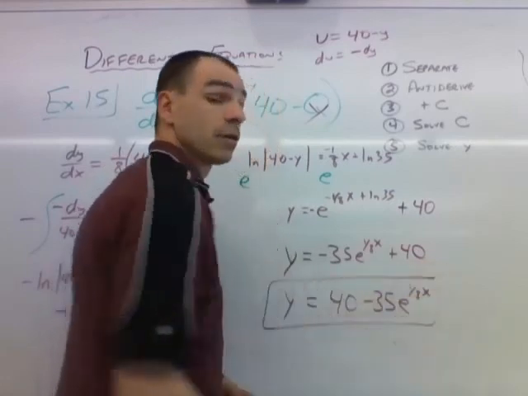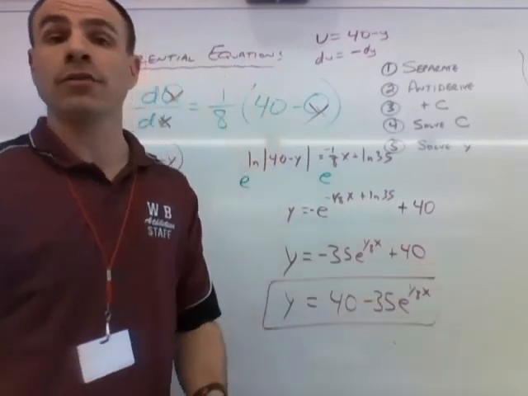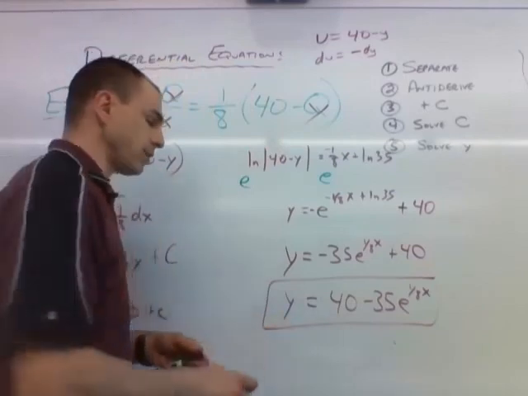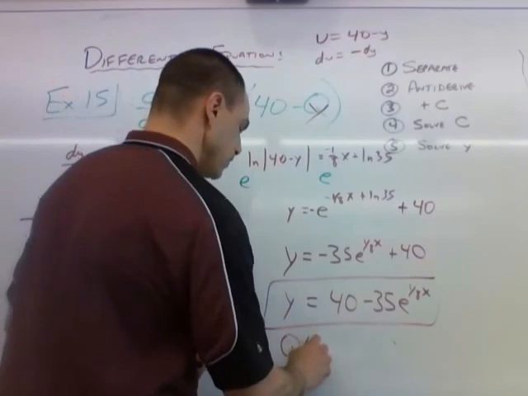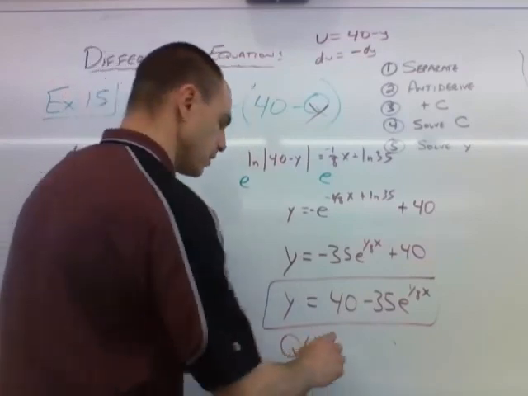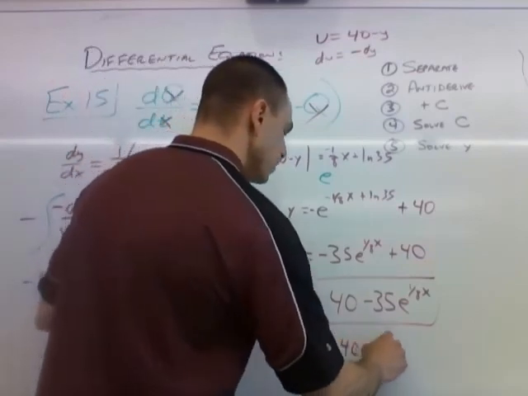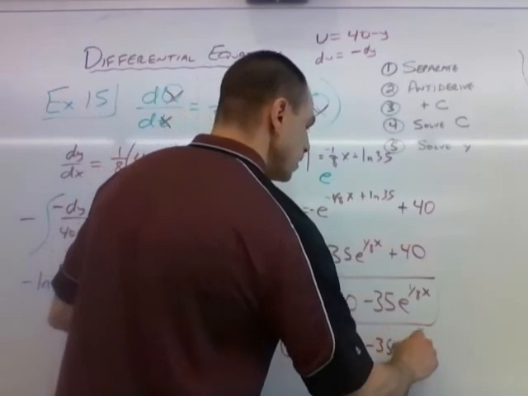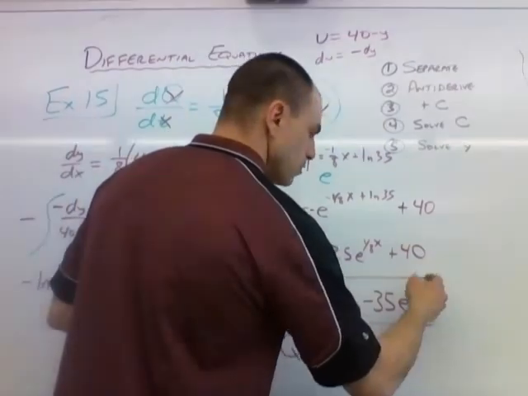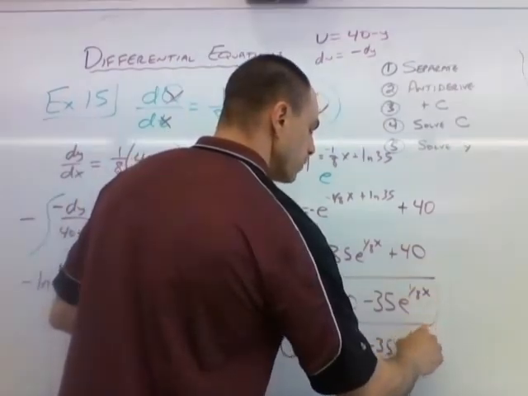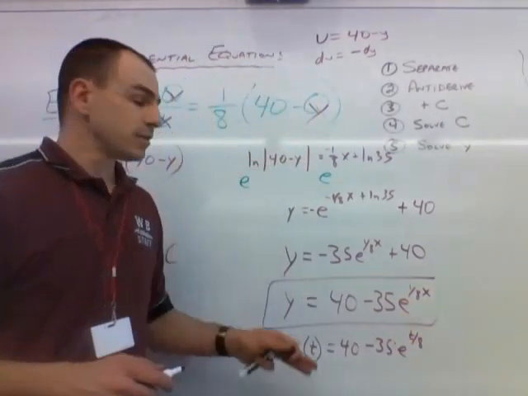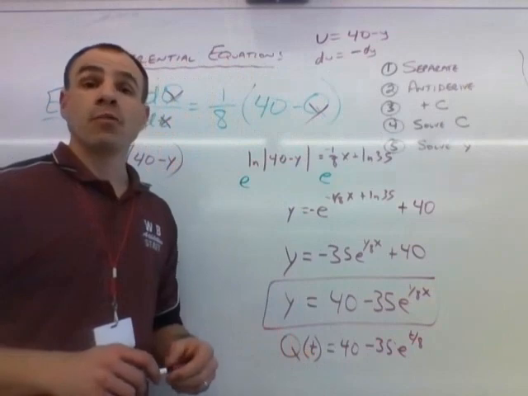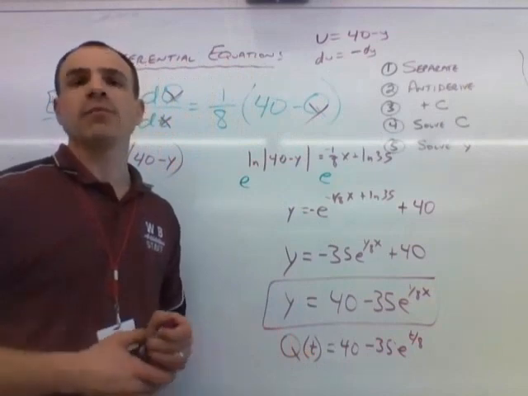That's a good answer. Or we can also go back to our original letters and say that q of t, your call, I'll write q of t, is equal to 40 minus 35 e to the 1/8 t, or we can even do t over 8. It's one and the same. So it's a heck of a problem, but one that we want to be prepared for in case it comes up on the exam.